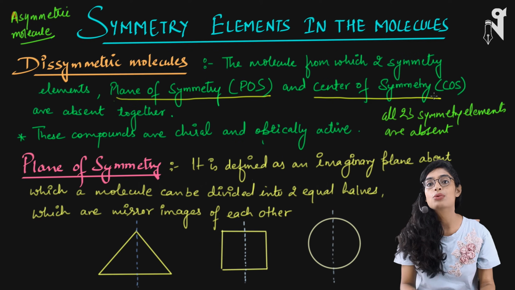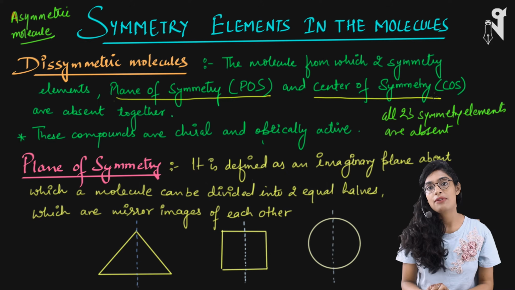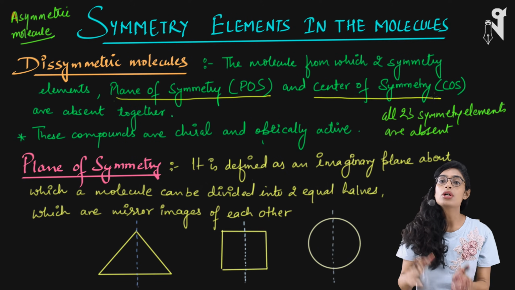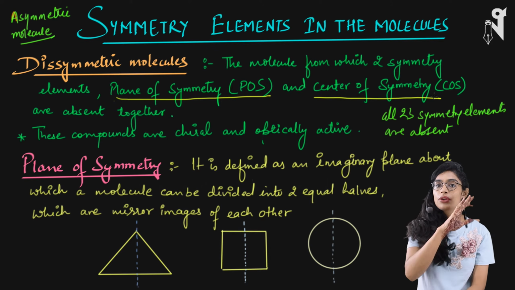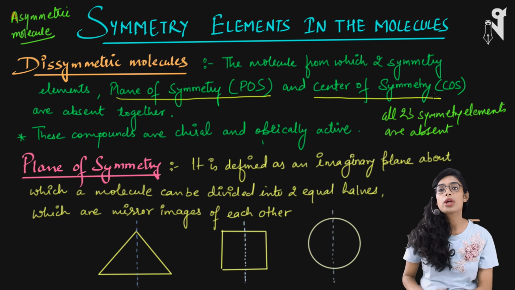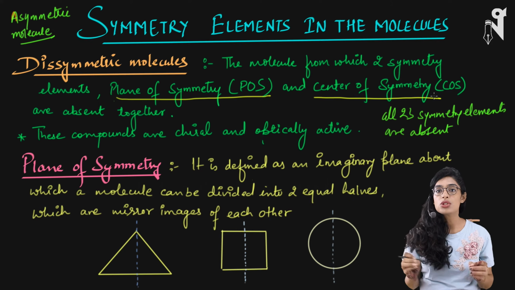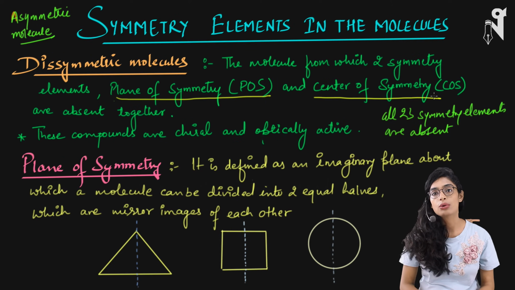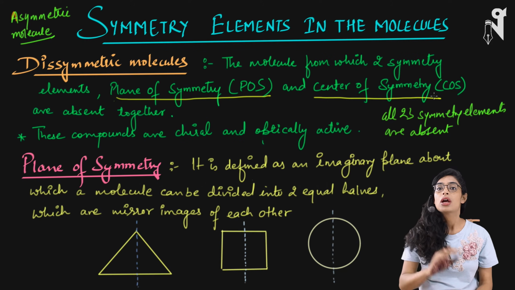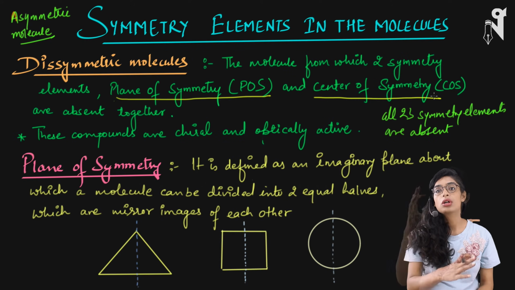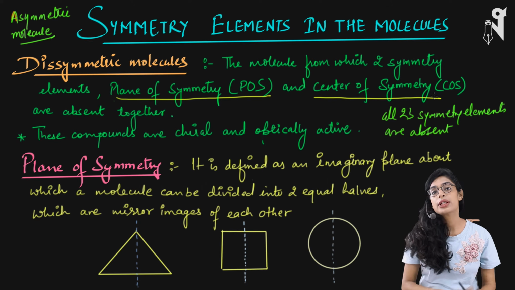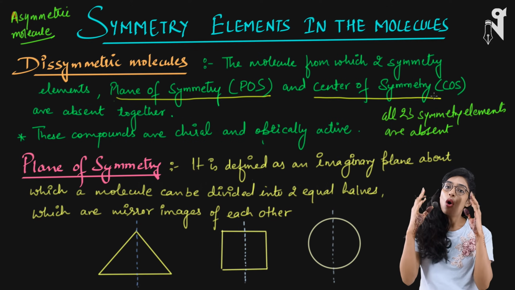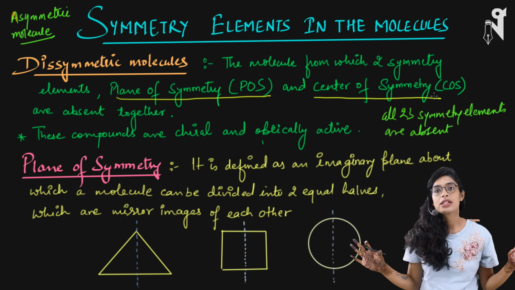And dissymmetric molecules must be optically active. If the absence of POS and COS is there, that ensures that your compound is optically active. So how are we going to check the chirality? We will be just checking the POS, or plane of symmetry, and center of symmetry in a molecule, and that will help us in deciding whether a compound is chiral or not chiral.